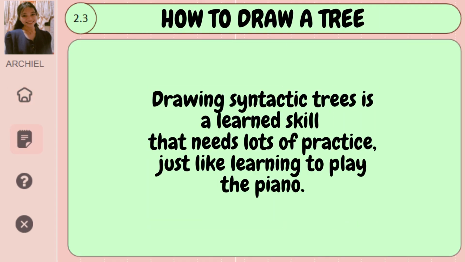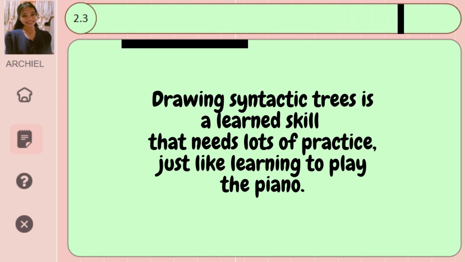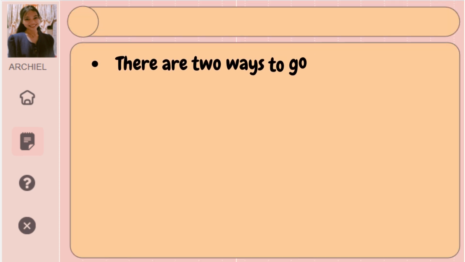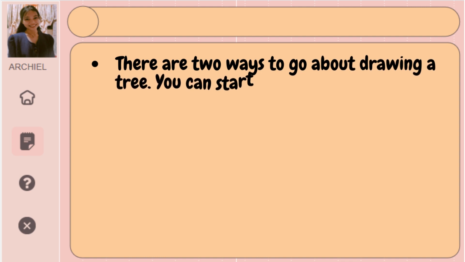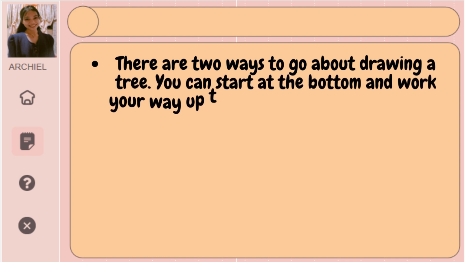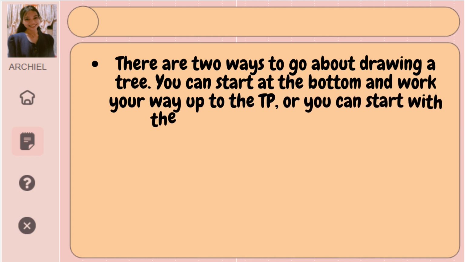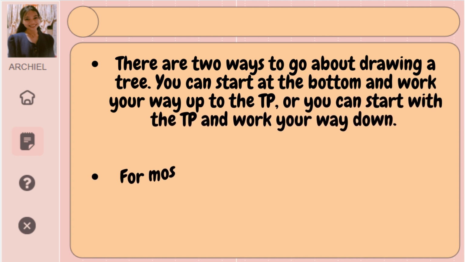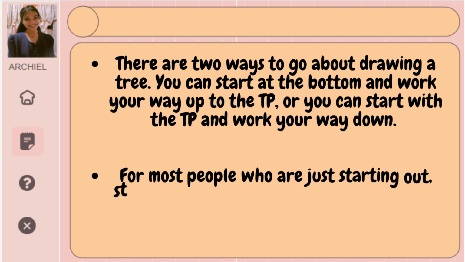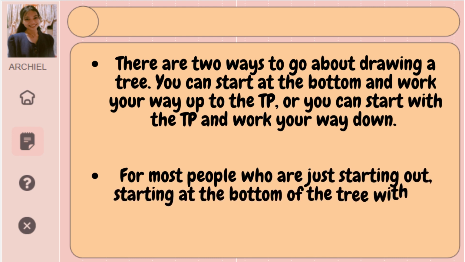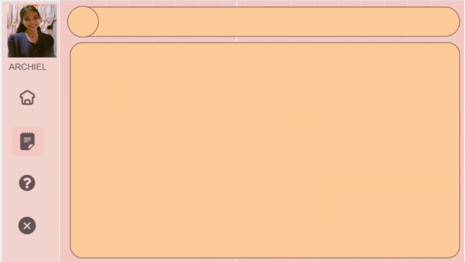In fact, drawing syntactic trees is a learned skill that needs a lot of practice, just like learning to play the piano. There are actually two ways to go about drawing a tree. You can start at the bottom and work your way up to the TP, or you can start with the TP and work your way down. Which technique you use depends upon your individual style. For most people who are just starting out, starting at the bottom of the tree with the words works best. When you become more practiced and experienced, you may find starting at the top quicker.